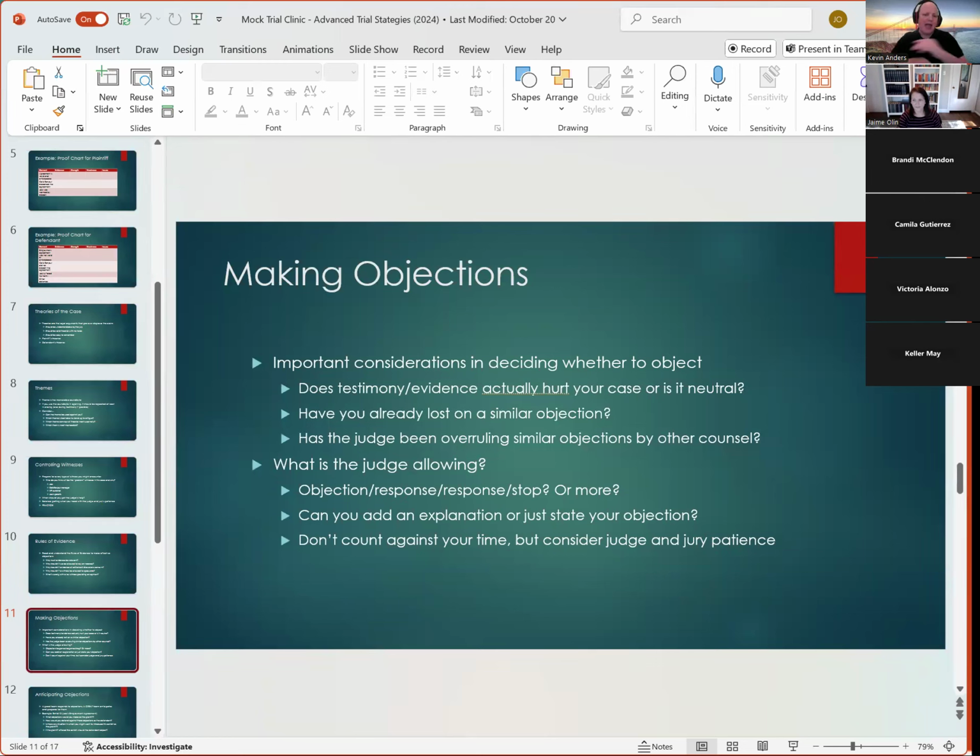So, can you add an explanation or just state your objection? I'll let Jamie explain the actual mechanics of making an objection, and how to do that well. But this kind of goes to the last point on the slide: objections do not count against your time, but they do count against your judge and the patience of your jury. So if you object a lot, that's not good advocacy. Good advocacy is understanding what a proper objection is and when to object. Focus on the when to object.